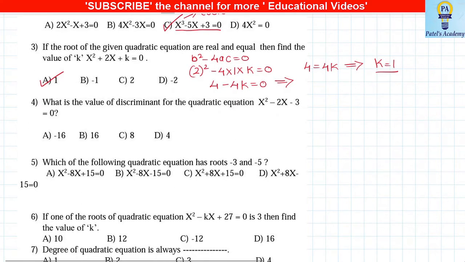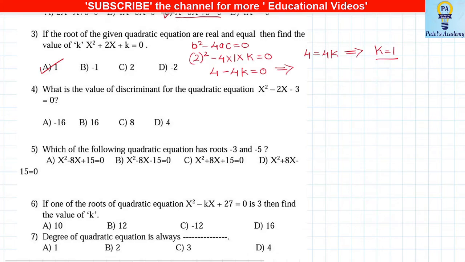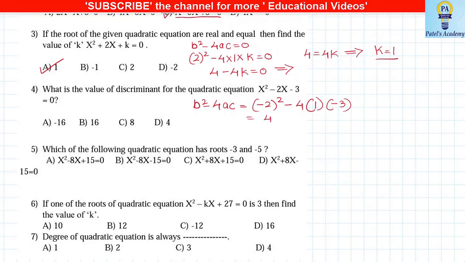Next question, what is the value of discriminant? So discriminant is nothing but b square minus 4ac. So value of b is minus 2 square, 4 into a into c is minus 3. So that is 4 plus 12, minus into minus is plus, so 4 plus 12 is 16, option B.